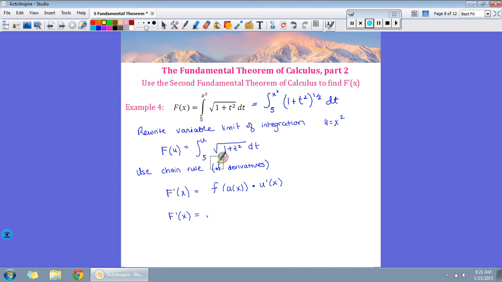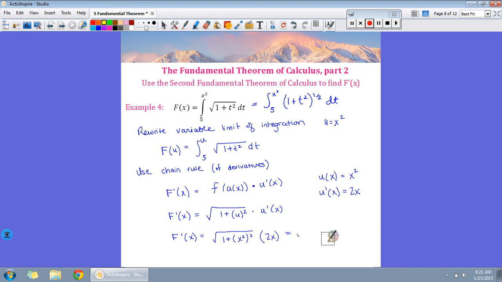So we've got this function, the square root of 1 plus u squared, times the derivative of u, and so we already know that u is x squared. We know that the derivative of x squared is 2x, so finally we're going to get x squared for u and 2x for u prime and evaluate it out, and this is our f prime of x.